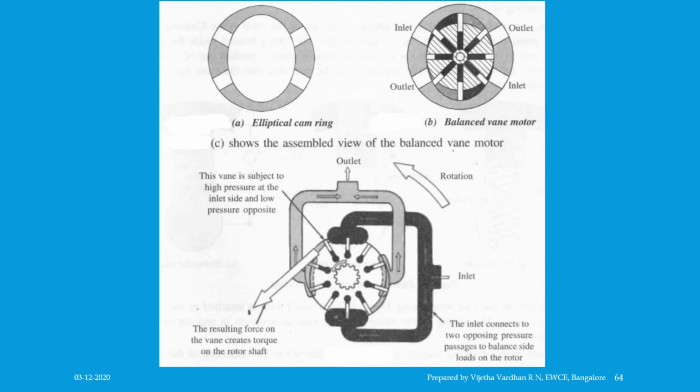Coming to the balanced vane motor, the side loading of the unbalanced vane motor and thereby its effect on the torque can be prevented by replacing the circular camring by an elliptical camring, which you can see in figure A. By this arrangement, two pressure quadrants oppose each other and forces acting on the shaft are balanced, and figure B shows the principle of balanced motor. Such motors are called as balanced vane motors. Since the center position of the rotor cannot be varied with respect to the center of the camring, balanced vane motors are fixed displacement motors.